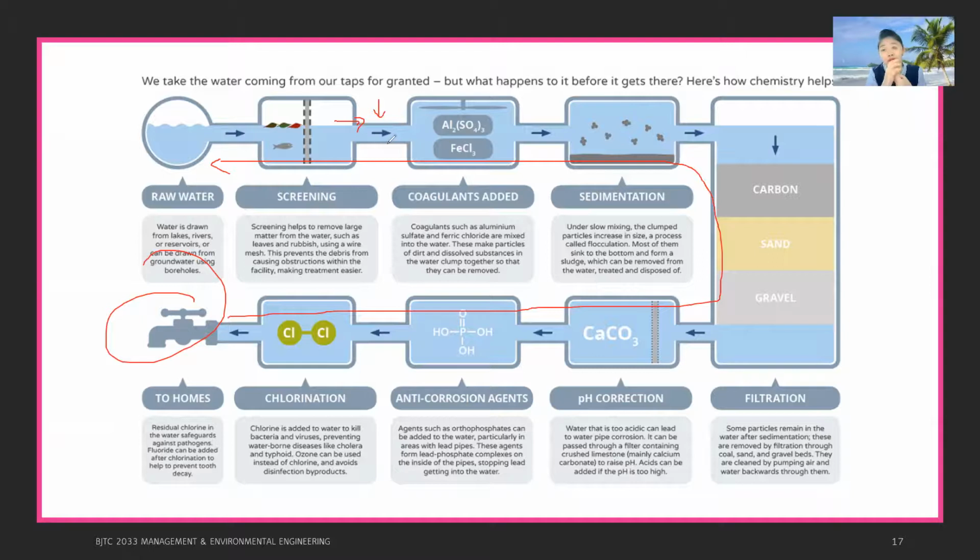The bubbles will help you to remove the excess minerals or excess soft organic metals. Okay, so we add the coagulants, aluminum sulfate or ferric chloride or alum. I mix, and then all these things will help to group up and then settle down. And then we have sedimentation, and then filtration, pH correction, anti-corrosion agents, chlorine and fluoride will be added, and only then can you use it, right?